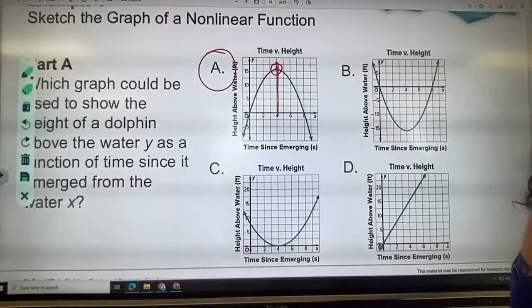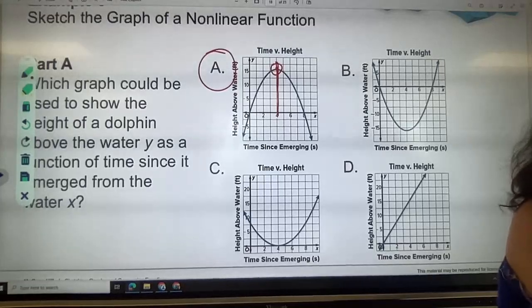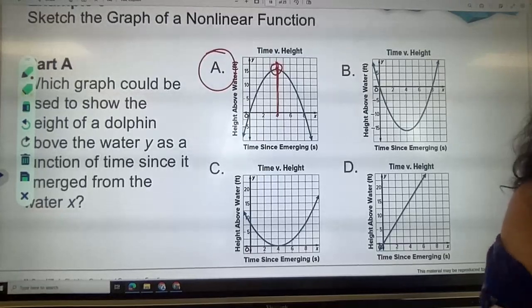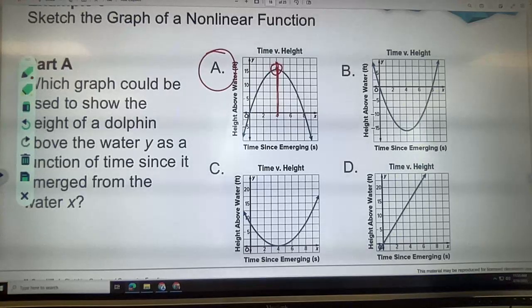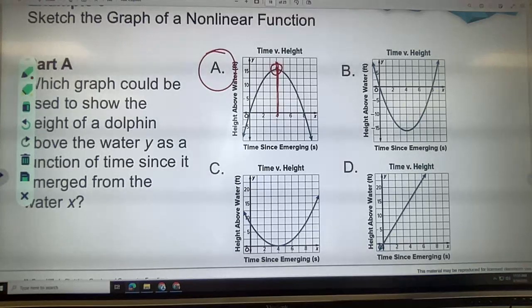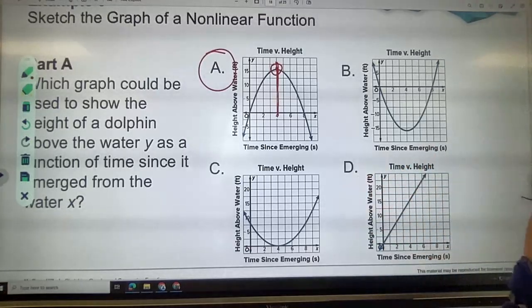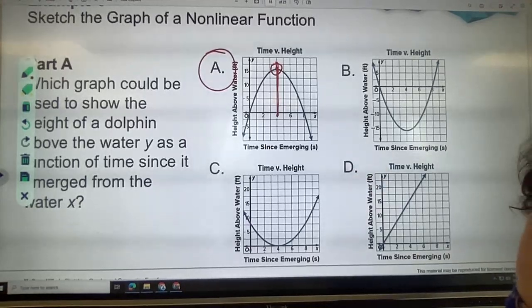Okay? Then what can we say about the graph in this situation? So the negative x values represent the time before a dolphin emerges from the water, and negative y values represent depth below the water. And that's when we're doing the interpretation of the graph, and that's what it means.